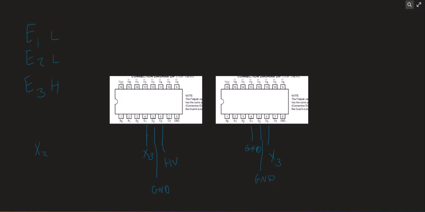If X3 equals 0, which one of these is enabled? And is the right one disabled? Yes. And if X3 is equal to 1, this one is disabled, and this one is enabled.